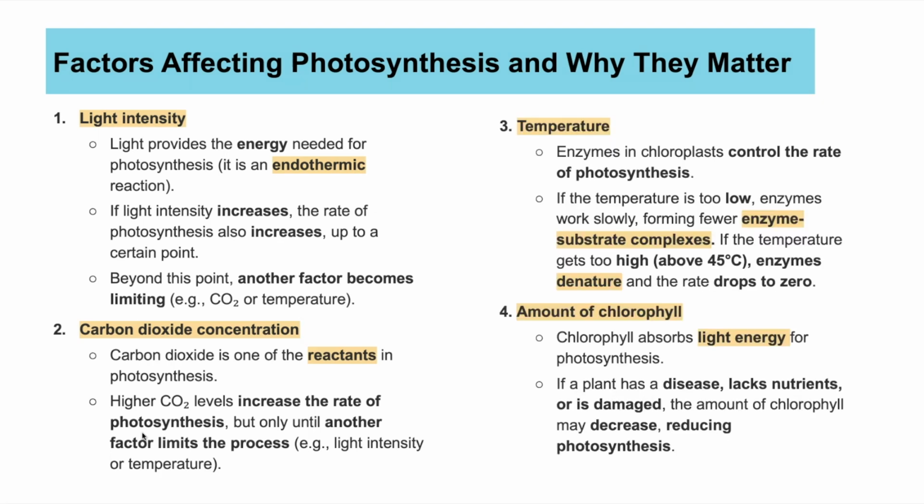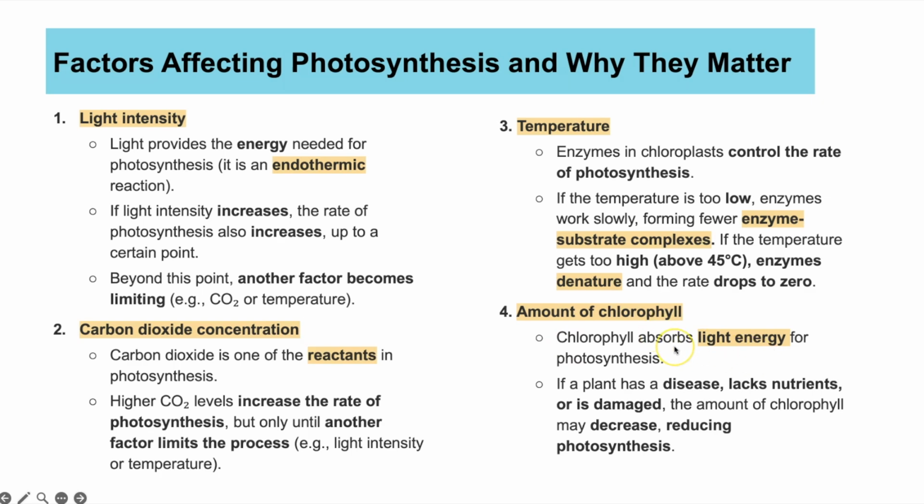Then temperature. This links to enzymes, because if you don't have a high enough temperature, then there's not enough kinetic energy for those enzymes to form enzyme substrate complexes. And if the temperature is too high, that will denature enzymes. So again, you won't have the enzyme substrate complexes, and that can cause the rate of reaction to drop to 0. Lastly, the amount of chlorophyll. That is the green coloured pigment inside of the chloroplasts.